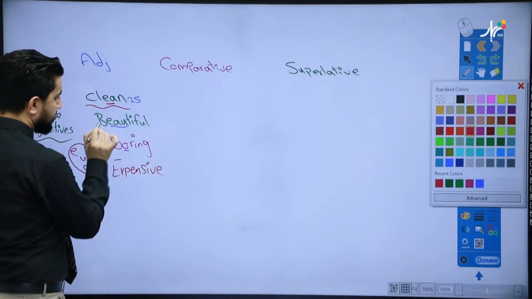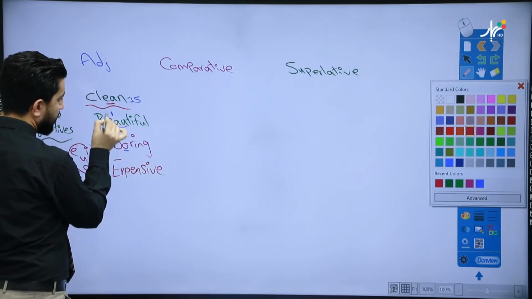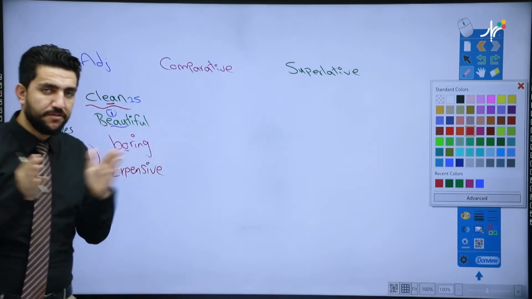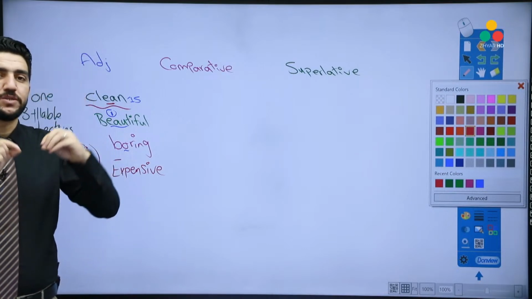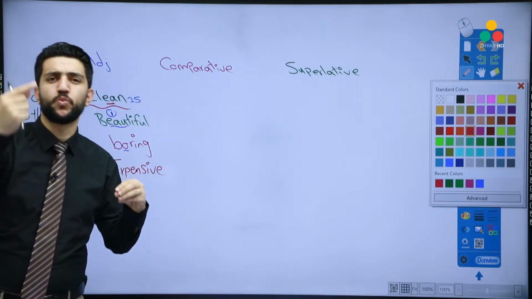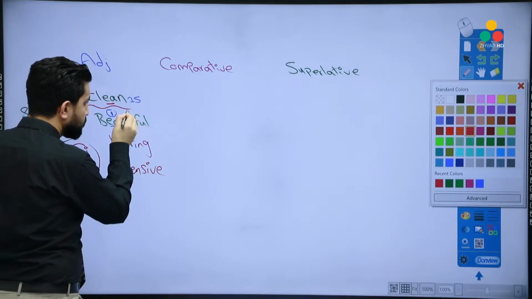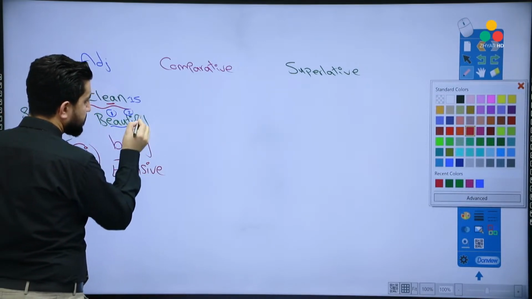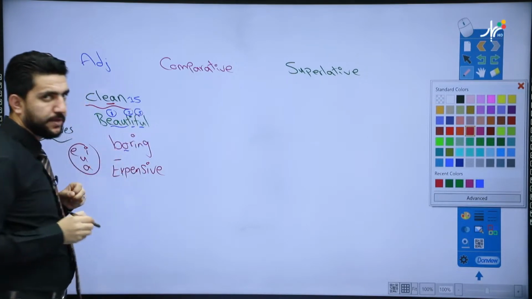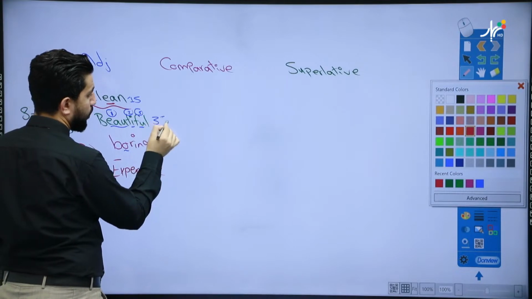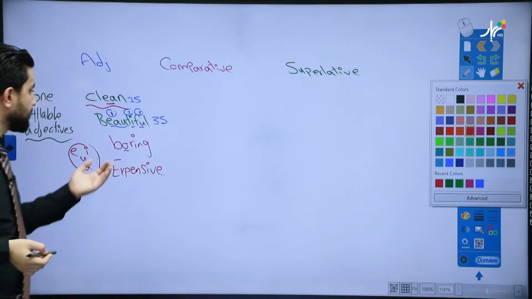Okay, it makes the E sound. But here, look at beautiful: 1, 2, 3. Since the vowels are all together and follow each other, in this case we count them as one syllable. And then we have another syllable, 2, and then another syllable, 3. So this word is a 3-syllable word, a 3-syllable adjective.